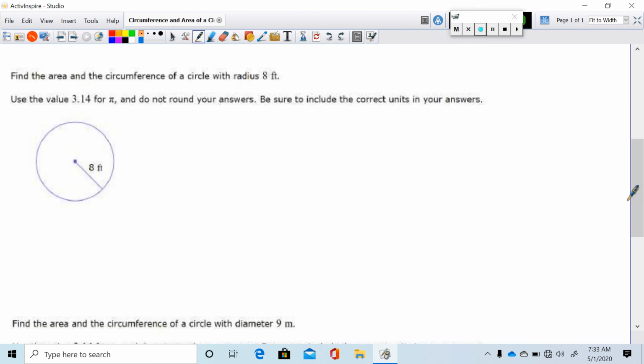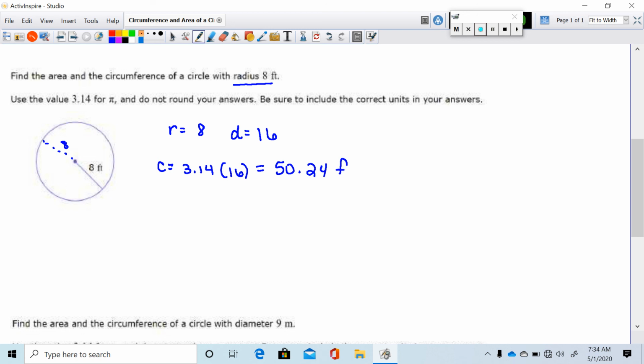Okay, so find the area and circumference with the radius of 8. So if the radius halfway across is 8, then the diameter all the way across is another 8. So 8 plus 8 is 16. So the circumference is pi times the diameter. So 3.14 times 16 is 50.24.